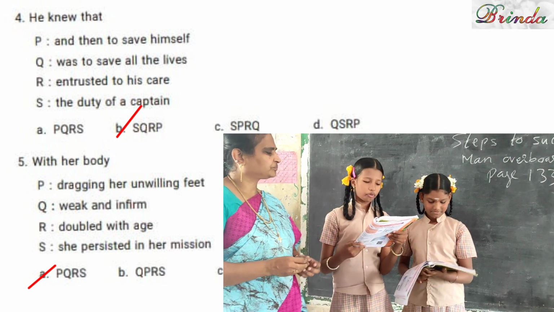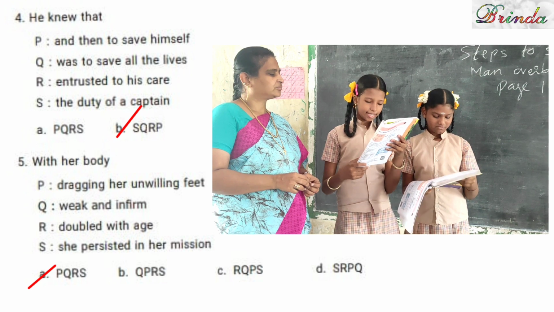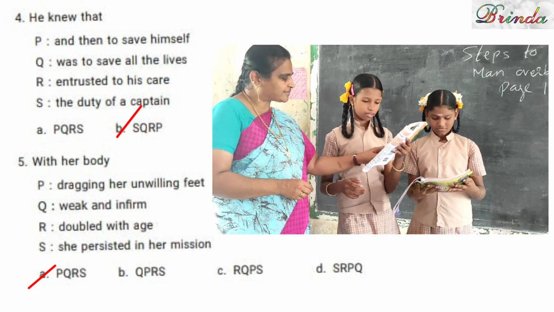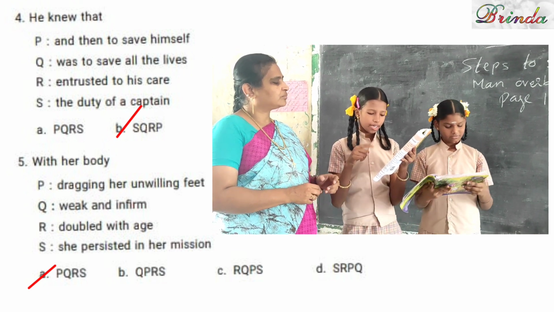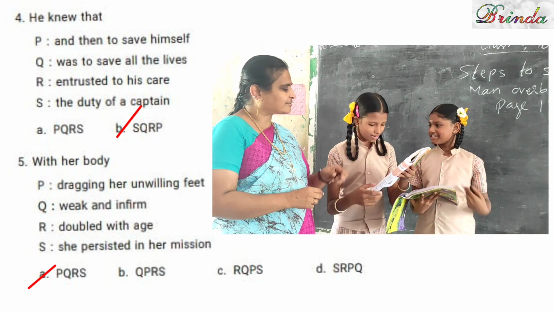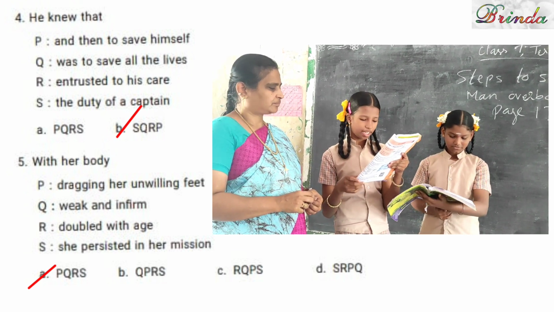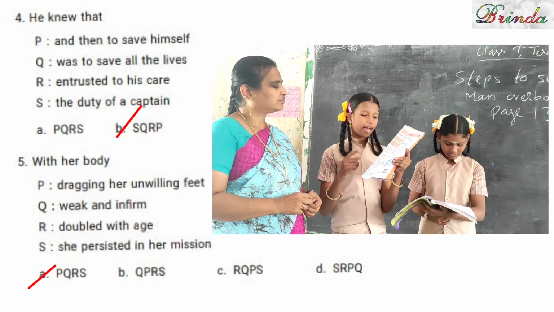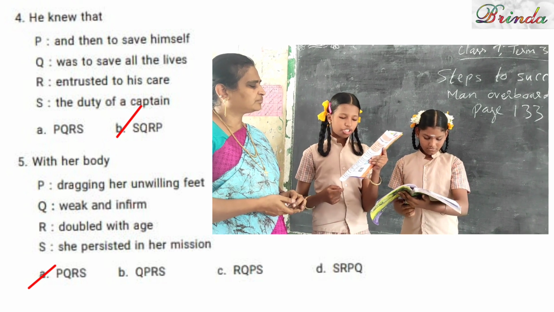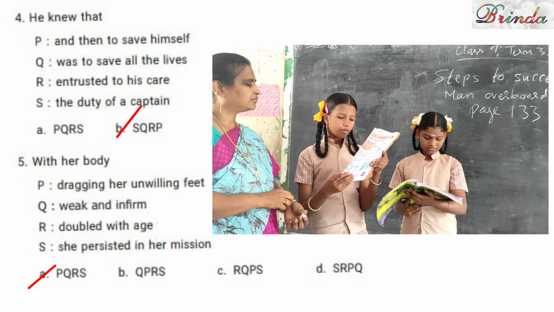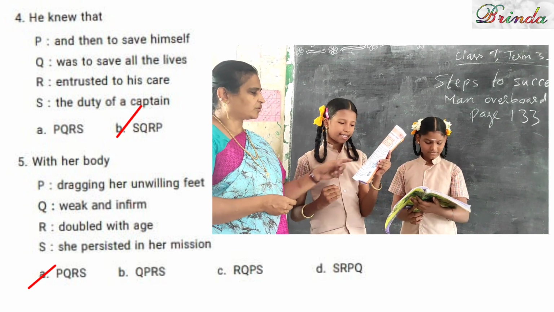Next one. Fifth question. The answer is option B. The options are P, Q, R. Read out the lines. Option P, dragging her unwillingness feet. Option Q, weak and infirm, doubled with age. R, she persisted in her mission. The answer is P, Q, R.